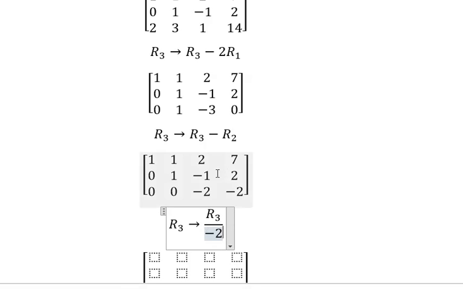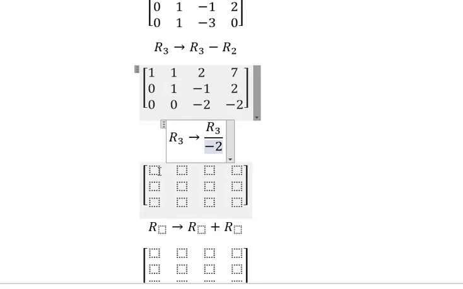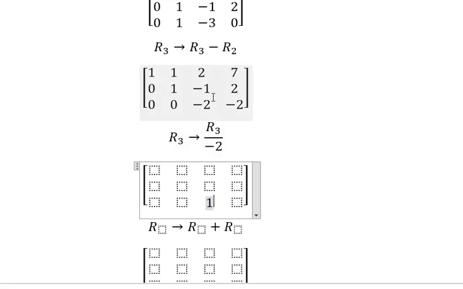So any number divided by itself is going to become 1. So negative 2 divided by negative 2 is going to become 1. Now I'll put that value in now. Negative 2 divided by negative 2 is 1. Negative 2 divided by negative 2 here is 1 also. 0 divided by anything is still 0, and 0 divided by anything is still 0 as well. And I'll fill in the rest of that matrix.